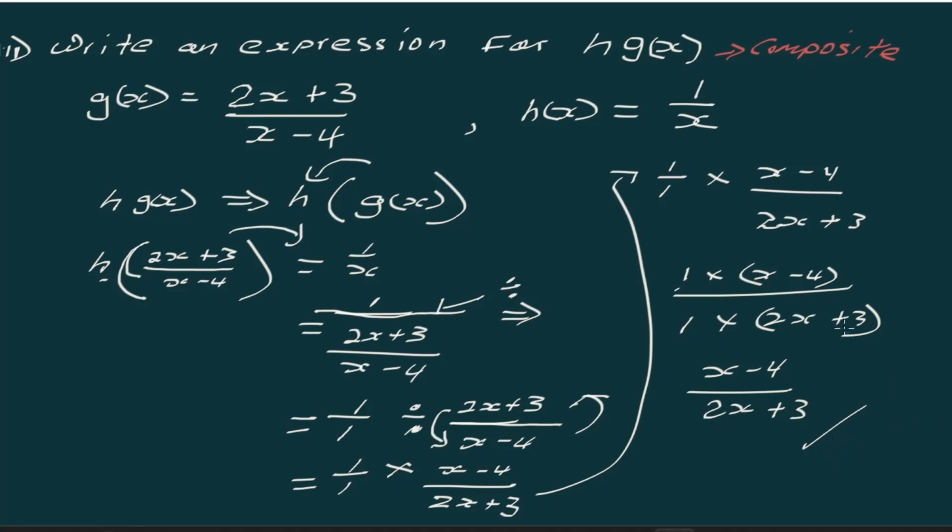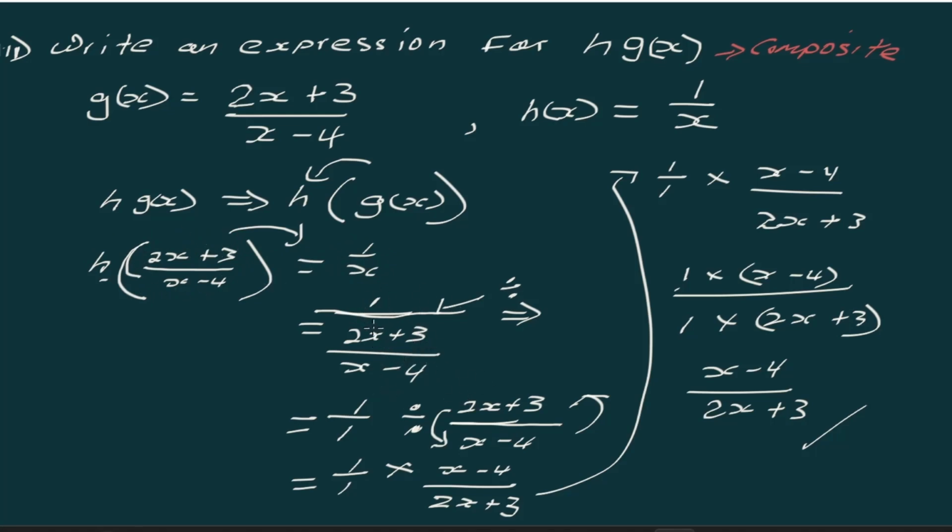So again, to recap, write an expression for h of g of x, which is a composite function, which means we take one function and input it into another function. Since the function g of x is equal to 2x plus 3 over x minus 4, it is this that we're going to input into the function h, and the function h is 1 over x. So anywhere we see x in function h, we'll replace it with the bracketed content here.